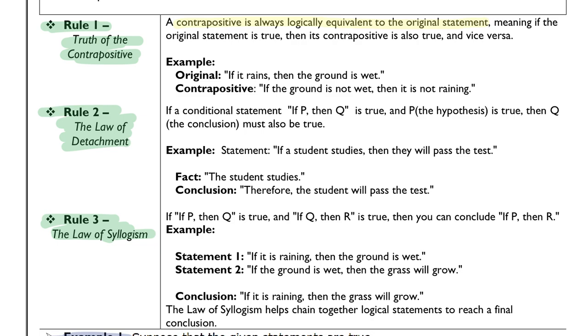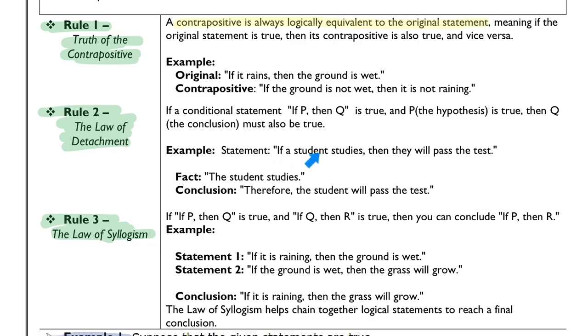So the next rule is the law of detachment. It says if we have if P then Q is true. So if we know the if-then statement is true, then if the hypothesis happens to occur or is true, then Q must also be true. It's very simplistic in its thought process.